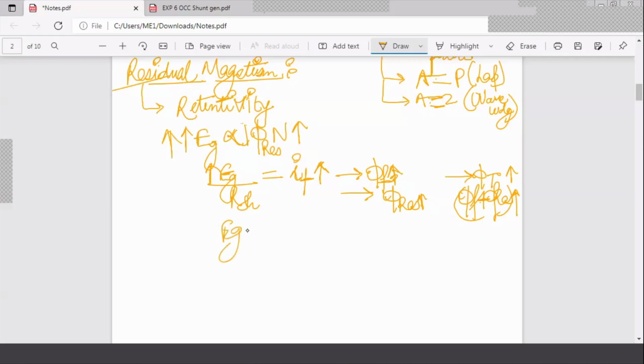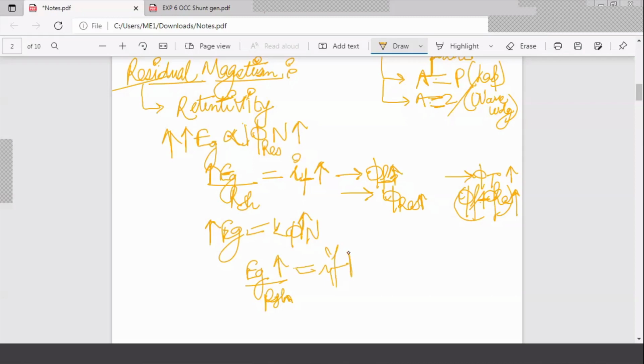So EG is equal to K into phi into n. Even though n is kept constant, whatever our initial speed was, that same speed, we are not increasing the speed separately, but flux has increased, total flux, as a result of which again EG will increase. If EG increases, then we have just now seen EG divided by RSH, what will happen? EG is increased, that means this will lead to an increase in the field current.